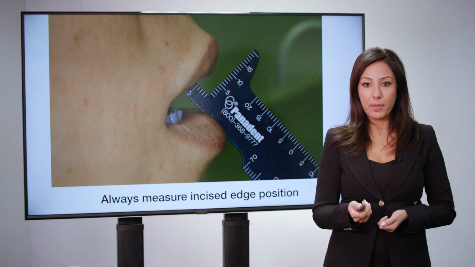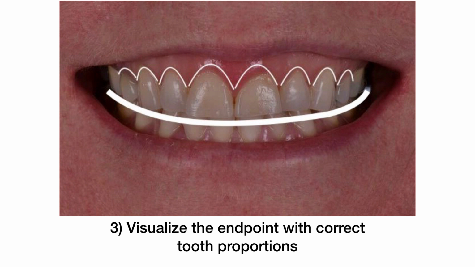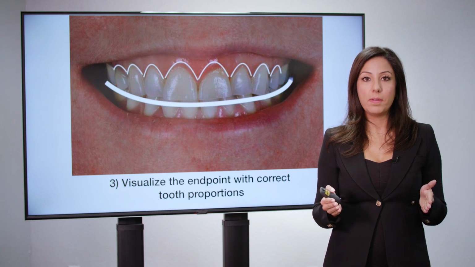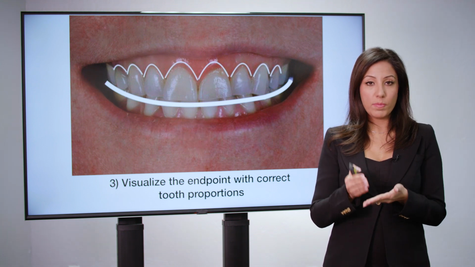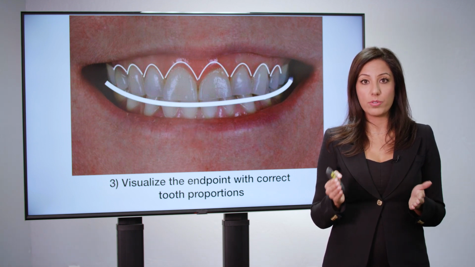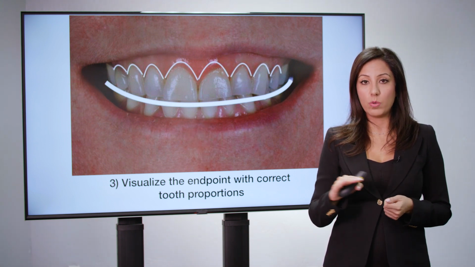The next step, once you've figured out how much you want to open, is to visualize the end point with the correct tooth proportions. The entire point of this step is for you to look at the teeth and imagine them, or use a computer or an iPad to look at those teeth and figure out if they look right. You can also do the measurements of the vertical and the horizontal and make sure that your central incisors are a 75 to 80% height to width ratio.